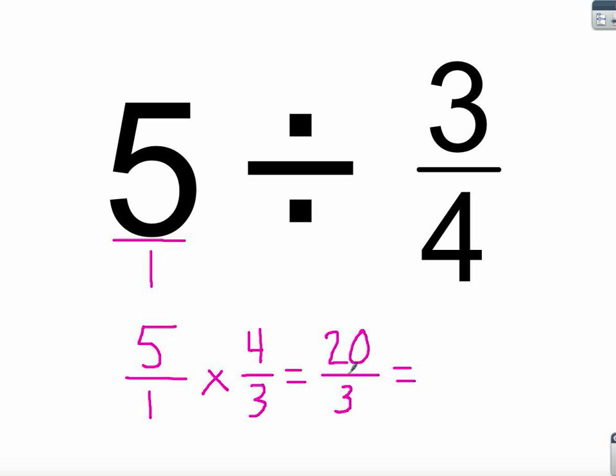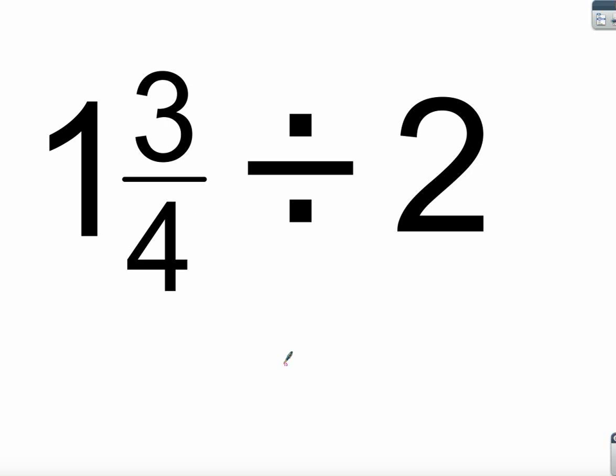So that fraction bar, remember, means divide. So we're going to do 20 divided by 3. It goes in 6 times, and you'd have a remainder of 2, and the bottom number stays the same. Okay, so 6 2/3. So if I had 5 pizzas, and I'm counting up how many 3/4 pieces I have in there, I would have 6 of them and 2/3 of the next.